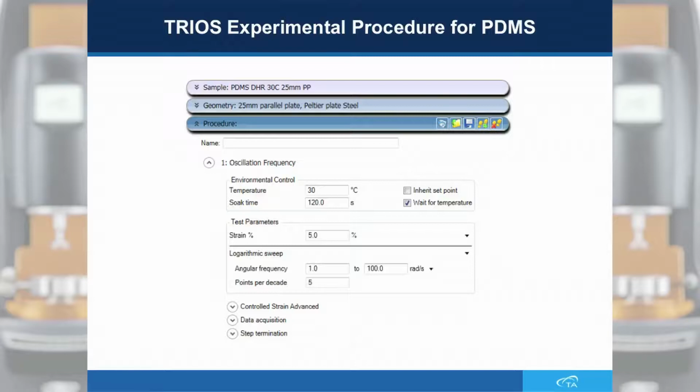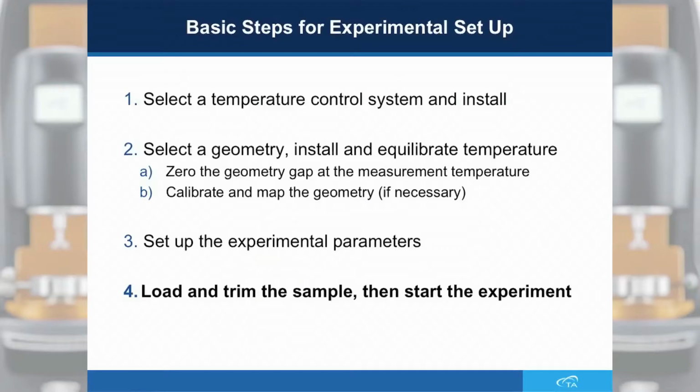Move down to test parameters and set the strain percent to 5%. Please note that this strain amplitude was confirmed to be within the linear viscoelastic region of PDMS under the frequency range selected. Choose a logarithmic sweep of angular frequency between 1 and 100 radians per second, collecting 5 points per decade. All settings below this point will remain at their default values. The experimental parameters are all set.